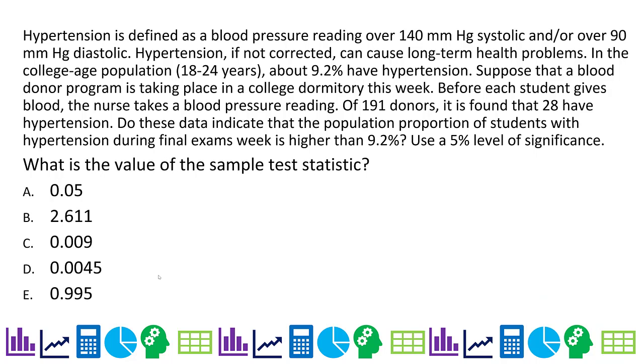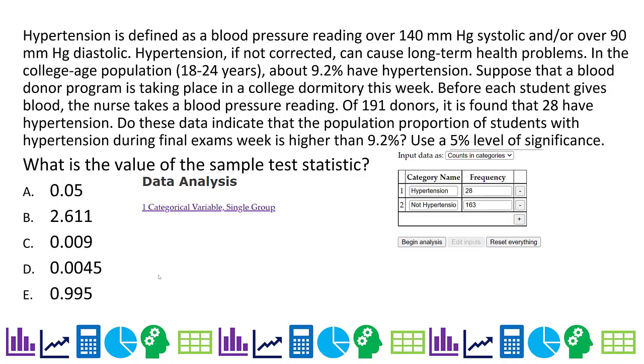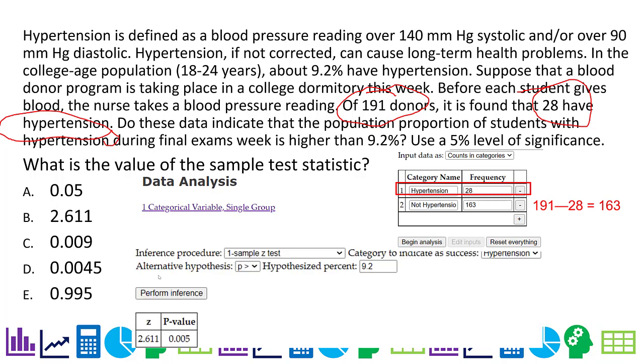What is the value of the sample test statistic? So we're going to have to go ahead and use the Statlet. You're going to go to one categorical variable, single group. Go ahead and you're going to have to put your data in. So we have hypertension and not hypertension. And they told us there are 28 out of the 191. So you can see there's a 28 out of the 191. The next one is not the total. It's what's left over. So 191 minus 28 is 163.